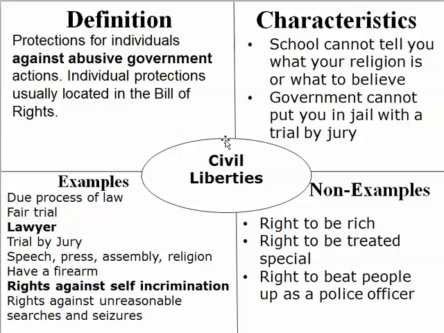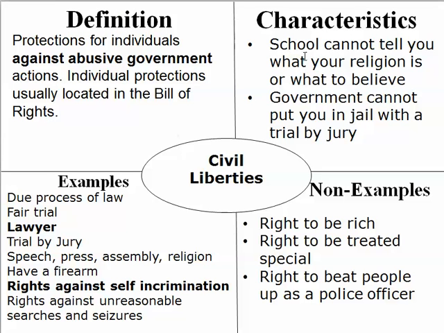And what are civil liberties? Let's look at the definition of that real quick. Civil liberties are protections for individuals accused of crimes or anything, against abusive government actions, is what they are. Individual rights, individual protections that are usually located in the Bill of Rights. And these are for individuals, if you see that. These individual rights are protections against abuse of government.